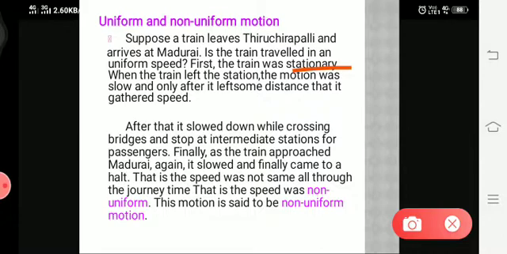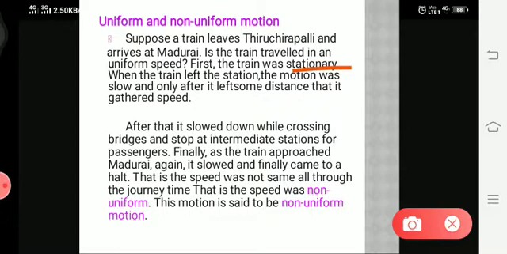So after that it slowed down. Suppose while crossing the bridges or some intermediate junctions or stations, it will be slowing down, it will be passing. Okay, finally as the train approached the destination point, here we considered Madurai, once again it slowed down. So the speed was not the same throughout the entire journey. The speed was not the same all through the journey. So that is the speed called non-uniform, and this motion is said to be non-uniform motion.